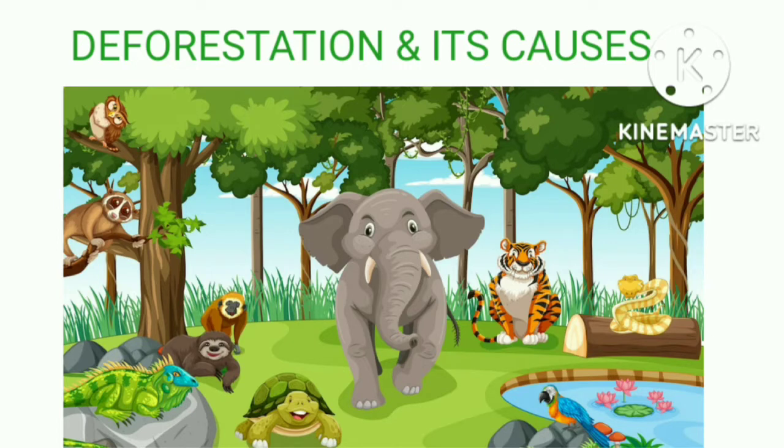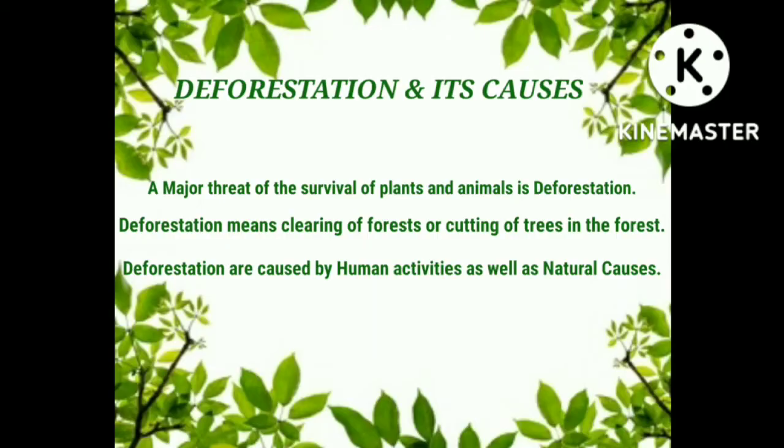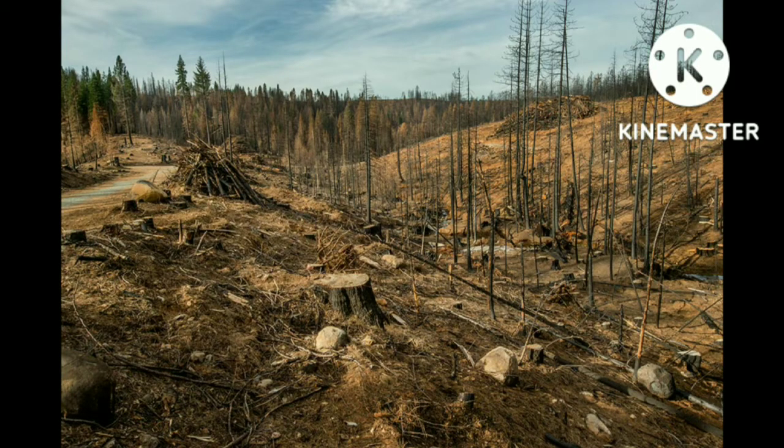A large variety of plants and animals live on Earth. A major threat for the survival of plants and animals is deforestation. What do you mean by deforestation? Deforestation means clearing of forests or cutting of trees in the forest. Now, what are the causes of deforestation? Deforestation is caused by human activities as well as natural causes.